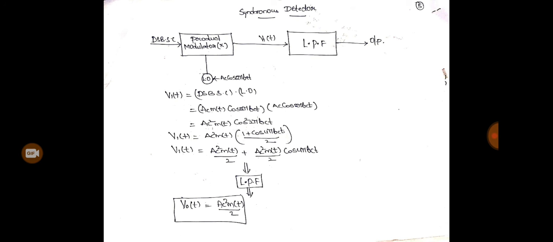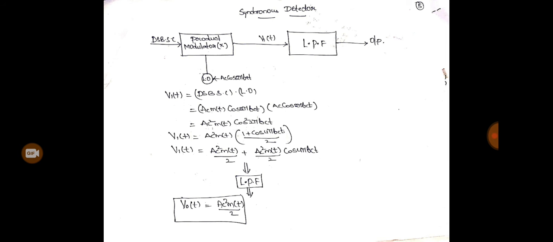In the synchronous detector, the input signal given is the DSBSC signal, and the other signal to the product modulator is Ac cos 2 pi fc t. V1 of t is the product of the DSBSC signal and the local oscillator. We know the DSBSC signal is Ac m of t cos 2 pi fc t, into Ac cos 2 pi fc t. So we'll get Ac square m of t cos square 2 pi fc t, that is V1 of t is equal to Ac square m of t cos square 2 pi fc t.